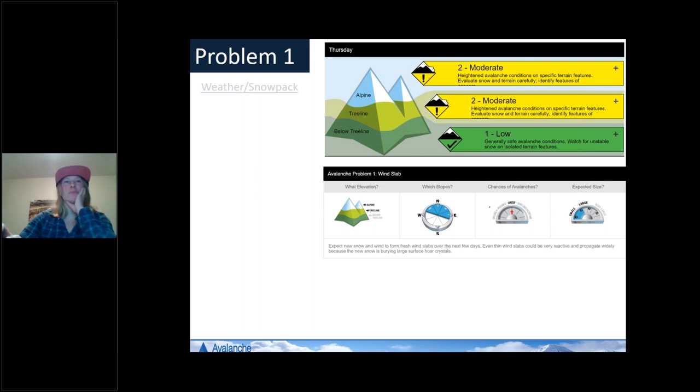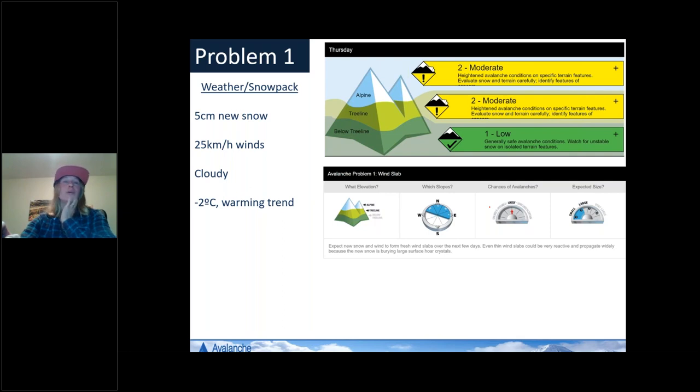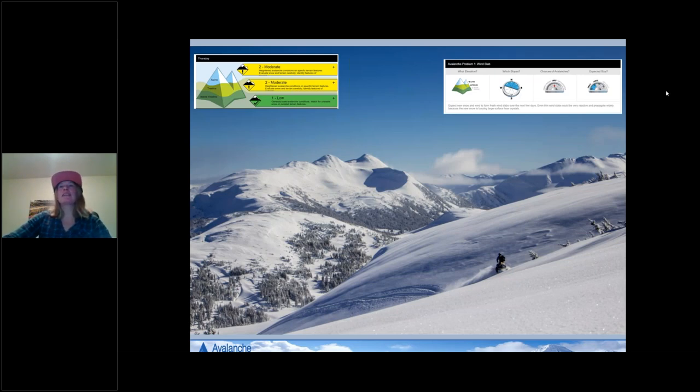So problem one, here is our weather. We've got 5 centimeters of new snow, winds are kind of moderate, it's cloudy, we've got a warming trend, it's not that cold. And we have a wind slab problem, right? The wind slab problem only exists in the alpine and tree line, and it doesn't exist on west through south aspects. Its chances are likely, size 1 to 2. So let's take a look at our terrain, and I'm just going to move that over. See how we can apply this.